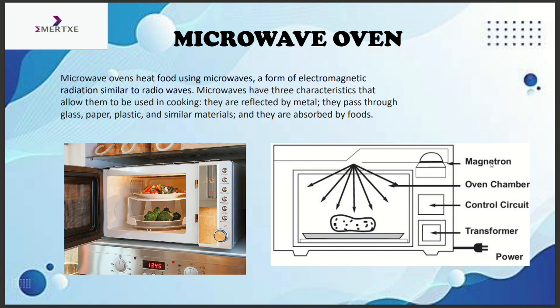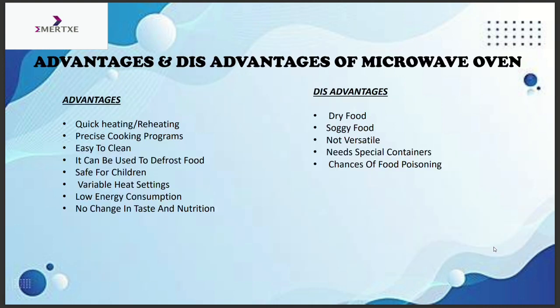It is the magnetron which gives microwaves to the oven chamber. This is the oven chamber. These rays are called microwaves. This is the control circuit, like the digital screen or switches. The transformer is used to transform the power for the microwave. This is the power supply. That's all about the microwave oven.